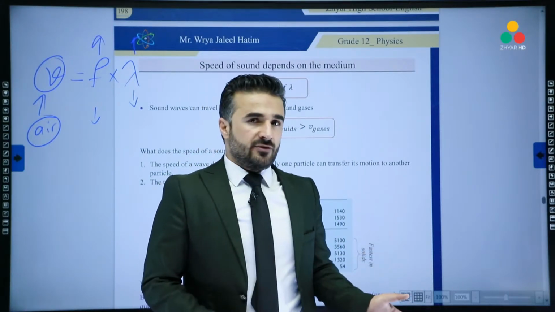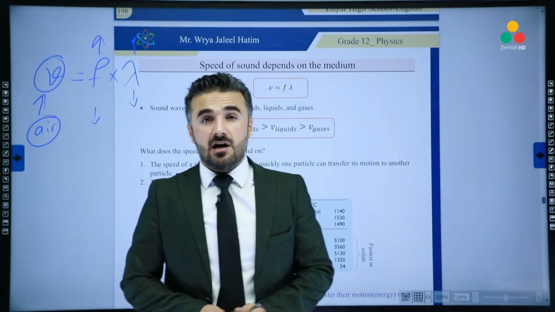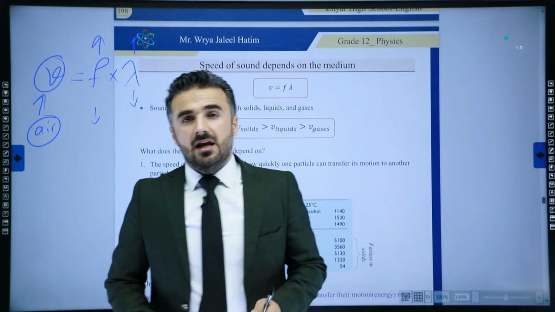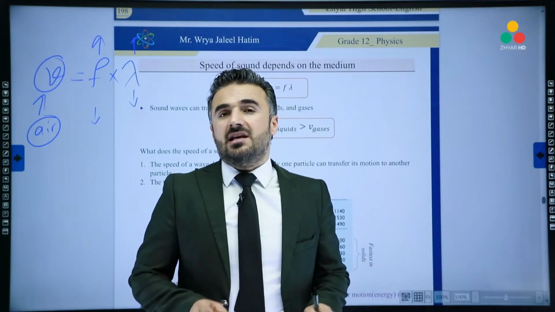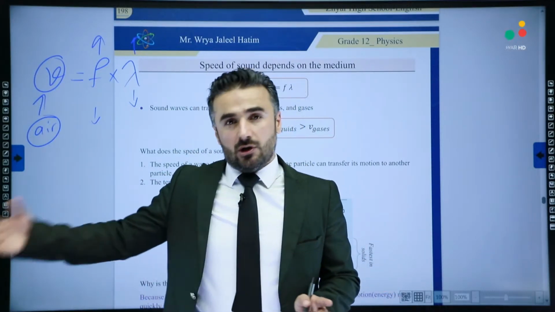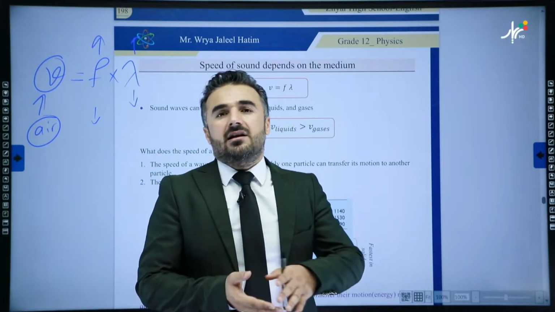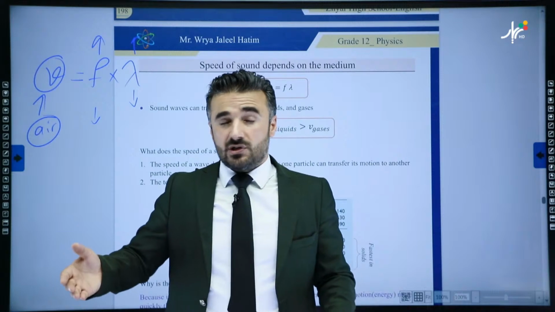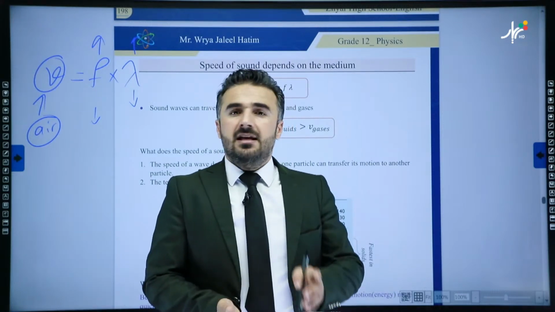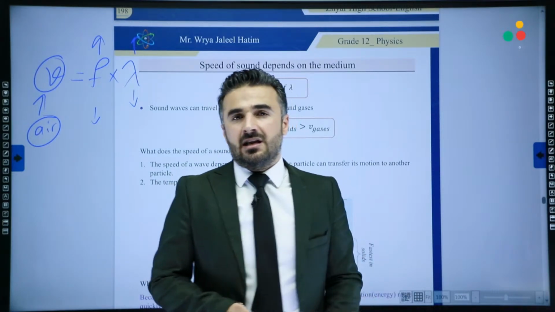Now things will change, of course. We do know that the speed of sound is different in different media. And guess what? The speed of sound is the fastest in solids, then after that it slows down in liquids, and of course it is the slowest in gases.